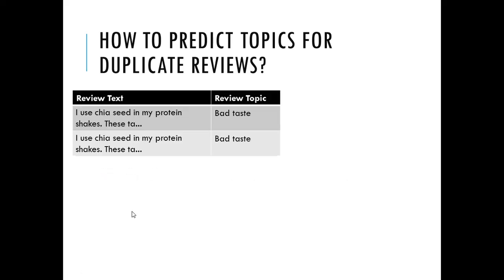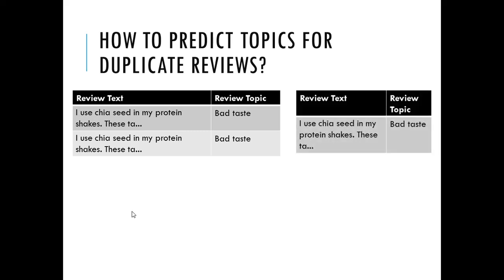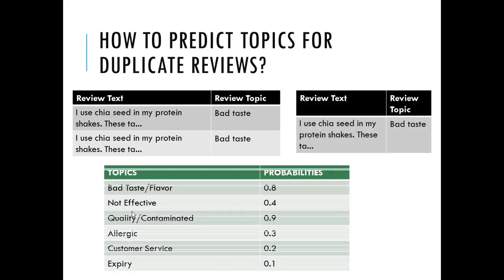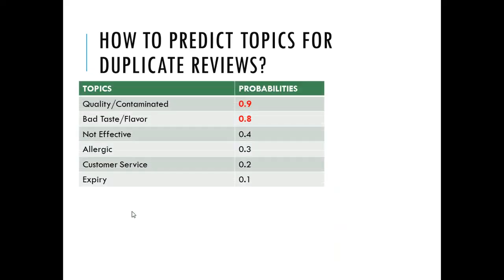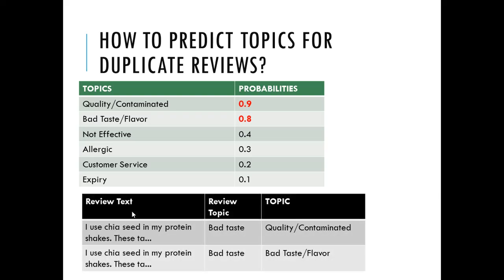Suppose this is the test data. First, we remove the duplicate rows. Then we do the prediction and the probabilities of the predicted topics look like this. Then we sort the topics in descending order of their probabilities. As we know, in the original data, same review occurs twice. So we have selected the top two topics for this review. So this is how we'll take care of the duplicate data in the test file.